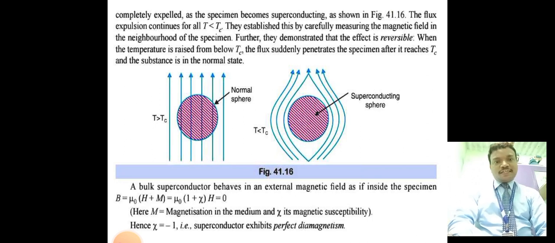The bulk superconductor behaves in an external magnetic field as if, inside the specimen, B equals mu naught times (H plus M). Here M is the magnetization of the medium and H is the magnetic field, so B equals mu naught times (1 plus chi) times H, which is equal to 0. Therefore chi is equal to minus 1, that is, the magnetic susceptibility is negative, which indicates that the superconducting material exhibits perfect diamagnetism. In a diamagnetic material the magnetic susceptibility is negative, and the superconducting material also exhibits this. So finally we can say the superconductor acts as a perfect diamagnetic material. So this is the Meissner effect. Thank you.